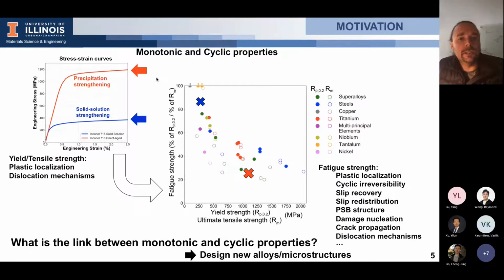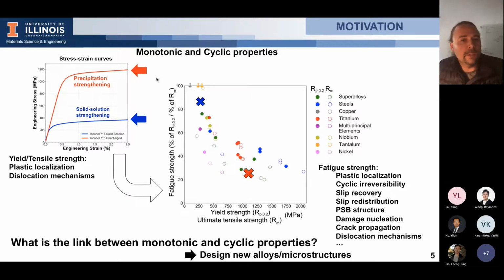And in red is the one with precipitate, where you develop a high yield, so you have good monotonic properties. However, the fatigue strength is around 30% of the yield strength, so it's very low. So you have quite bad cyclic properties.